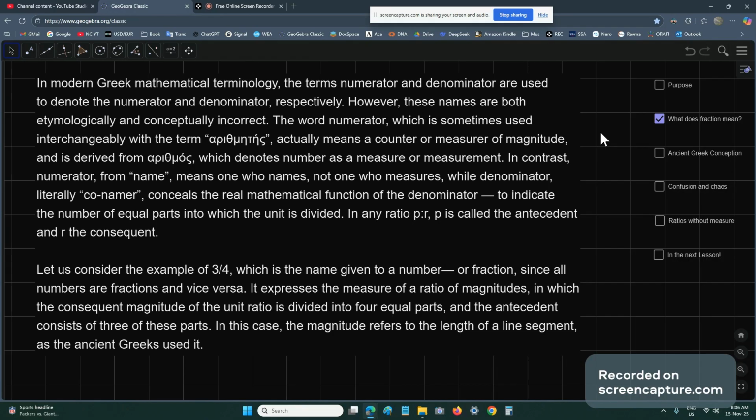And we saw how to derive that in lesson 3, okay, where we did the theory on counting. Natural numbers are also fractions. So a fraction like 3 over 4 is just a special kind of fraction, one which they might have called a compound fraction in the 16th and 17th century. In this case, the magnitude refers to the length of a line segment as the ancient Greeks used it. So, what was the ancient Greek conception?